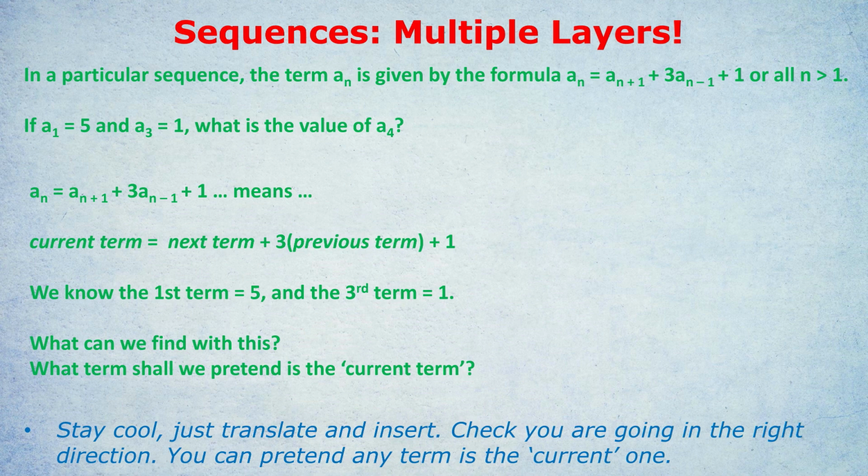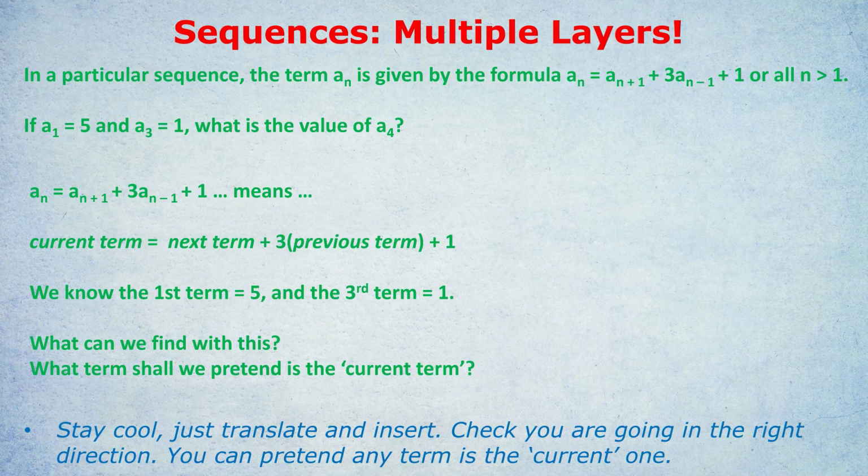What's another wrong thing we could do? Another wrong thing would be to pretend that the current term is the third term. Why would that be wrong? Because we would know that the current term, the third term, is 1. So that's the start. Problem is that the next term would be A4, which we don't know. And the previous term would be A2, which we don't know. That's 2 unknowns in one equation. We can't make progress.